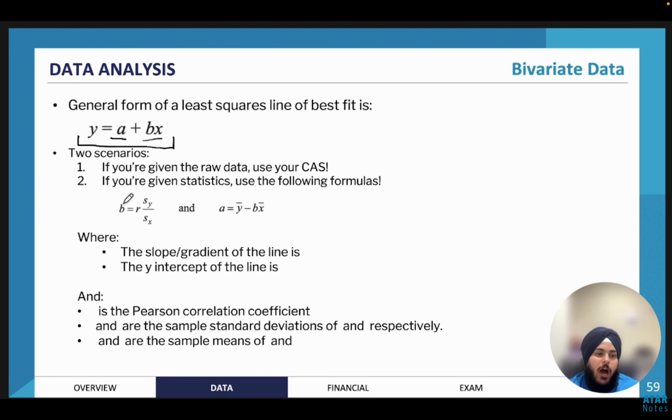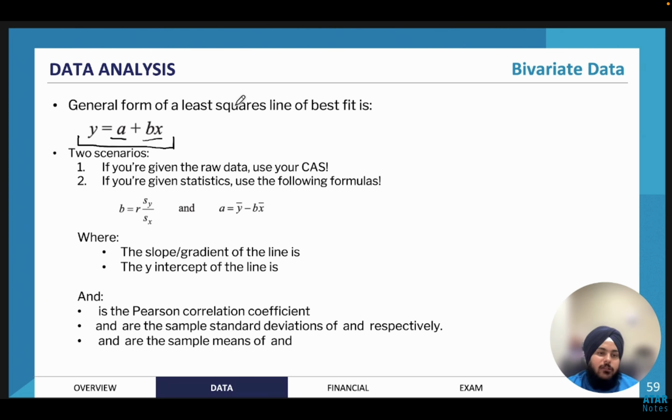So b is equal to r, which is Pearson's correlation coefficient, which will be given to you, multiplied by the standard deviation of y, divided by the standard deviation of x. And then once you've found b, you can go ahead and determine a by using this formula over here. And then from there, once we have the a and b values, we can substitute them into the formula.